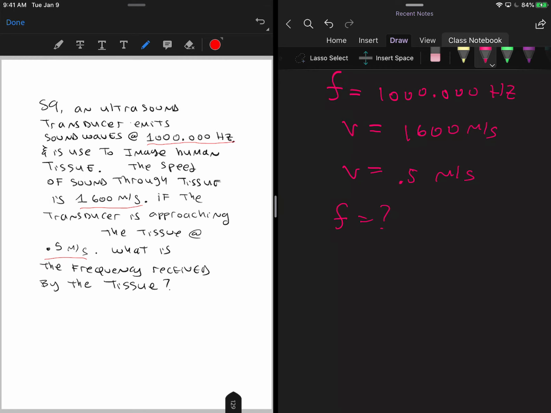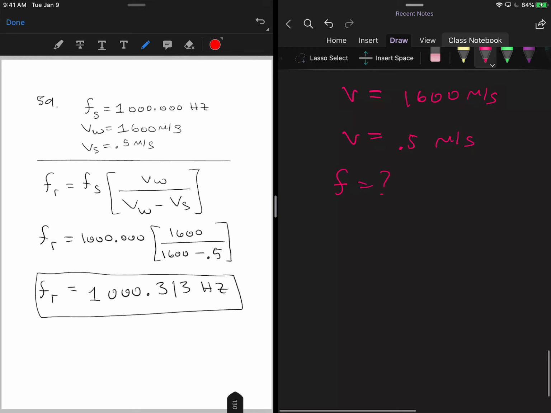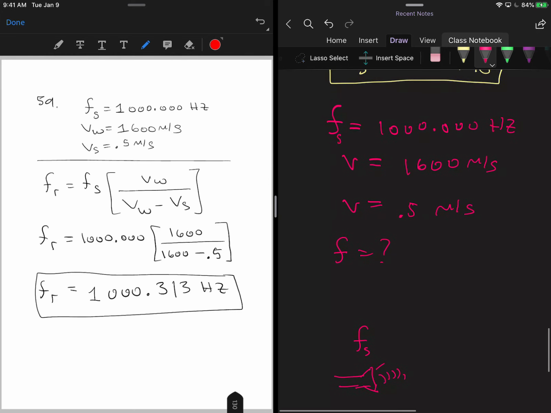All right, so here let's do a picture to see what's happening. What's happening is this. You have a transducer, and it's sending out a sound wave. And the sound wave, that's going to be the frequency of the source. So that's going to be at 1,000 hertz. This is the frequency of the source.